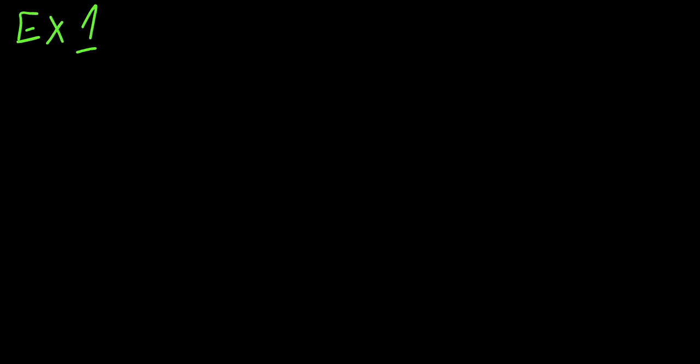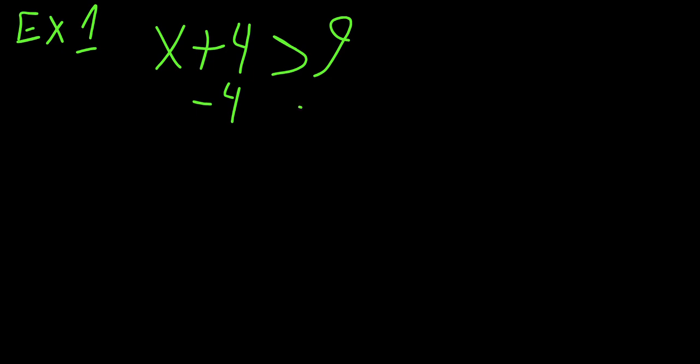Example 1, here we're going to solve an inequality with addition. x plus 4 is greater than 9. All right, we approach this in the following way. We subtract 4 from both sides, and we find that x is greater than 9 minus 4, which is 5.